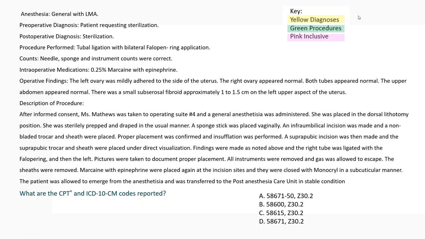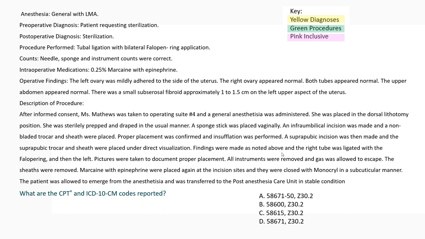All right, coders, what are the CPT and ICD-10-CM codes reported? A, 58671 modifier 50, Z30.2. B, 58600, Z30.2. C, 58615, Z30.2. And D, 58671, Z30.2.